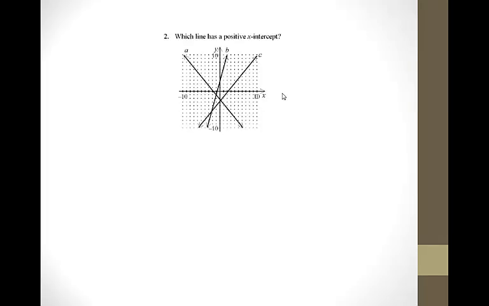Which line has a positive x-intercept? The x-intercept is where it crosses the x-axis. And we want positive, so it needs to be over here. So that would be line C, because it crosses right here.